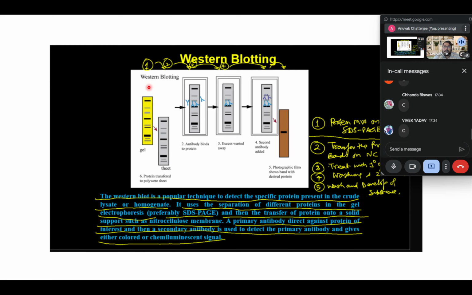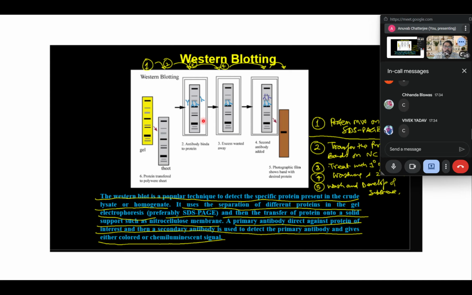You isolate the total protein from your cells, tissues, or whatever, and this time you load it onto a vertical gel. So previously you have seen the gels are horizontal; they are lying flat. Now you load a vertical gel in case of Western blot, and you will see the reason for it in a bit. Then you do gel electrophoresis and allow the proteins to travel downwards, and then you probe using antibodies.